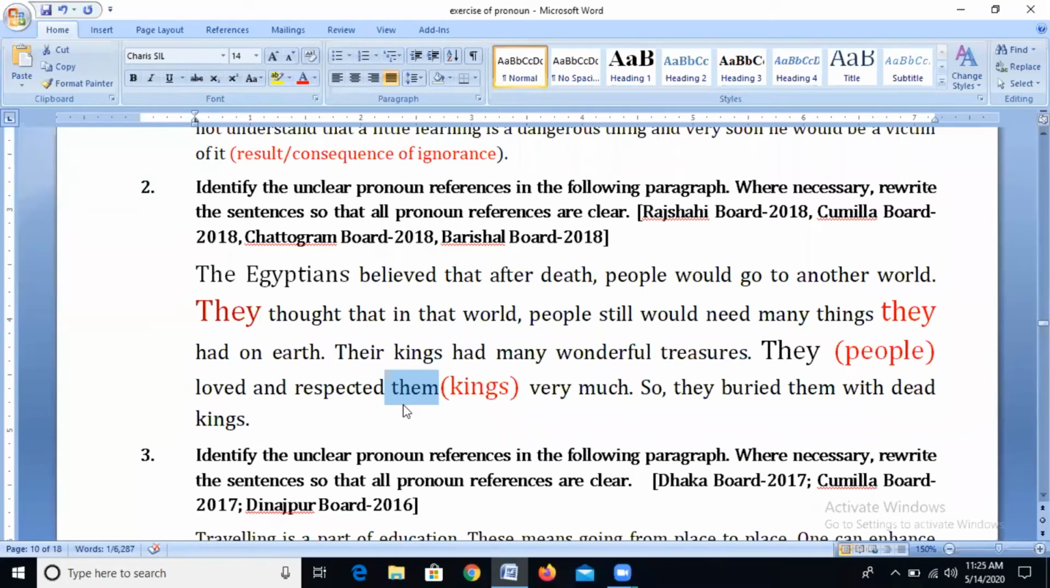Or you may keep this pronoun intact and write the noun within brackets beside it. All right. Now come to the next sentence. So they buried them. So they means people. So they buried them with dead kings. So they means people buried them. Them. What does this them refer to? Whom does this very particular word refer to? This refers to the wonderful treasures.